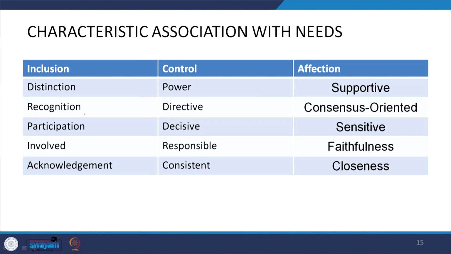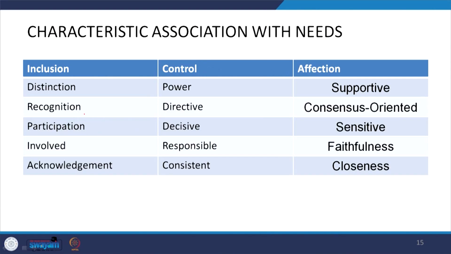So, now let us summarize the characteristics associated with needs. In inclusion, there are distinction, recognition, participation, involvement and acknowledgement. These will be the characteristics associated with inclusion.